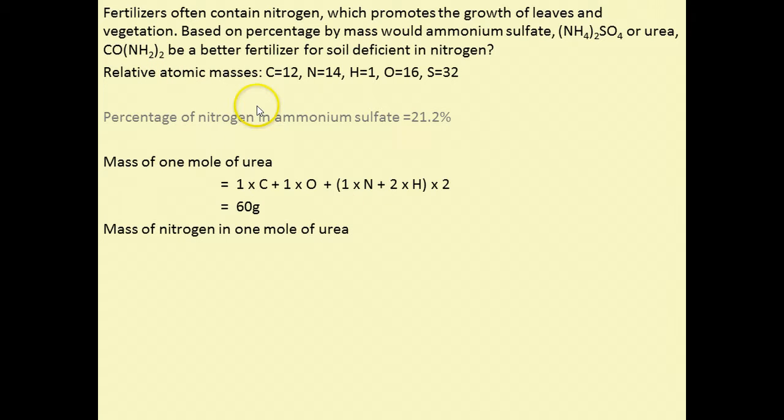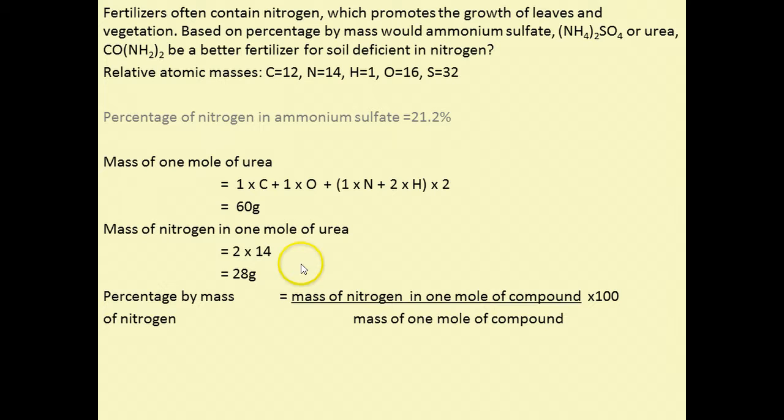giving us a total mass of 60 grams. Mass of nitrogen, we can see there's 2 outside brackets here, so there will be 2 moles of nitrogen per mole of urea, giving us 28 grams out of 60 grams being nitrogen. So percentage by mass of nitrogen is equal to the mass of nitrogen in 1 mole of a compound, divided by the mass of 1 mole of a compound, times by 100 to convert it to a percentage, giving us a percentage by mass of 46.7%.